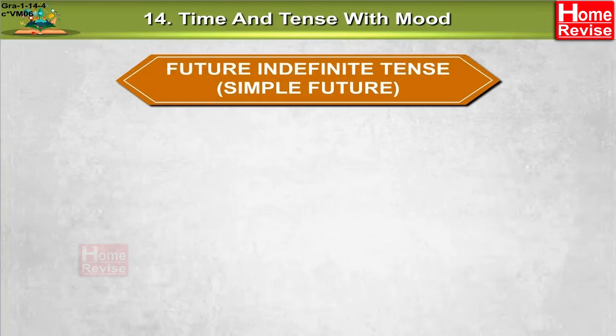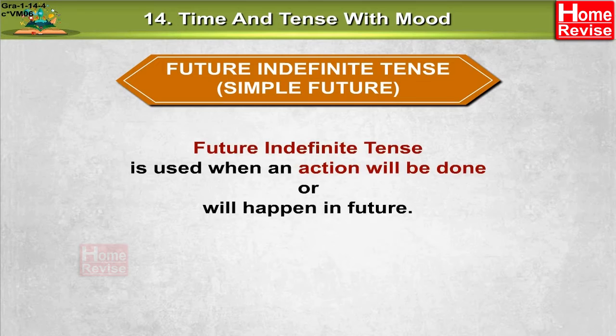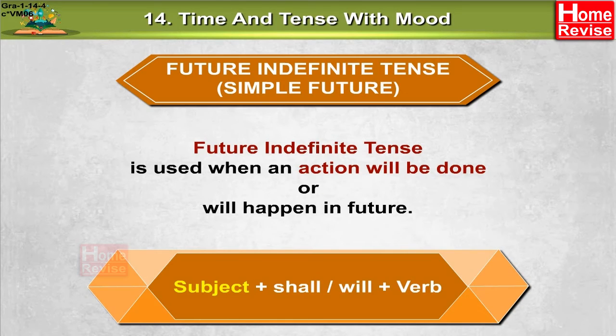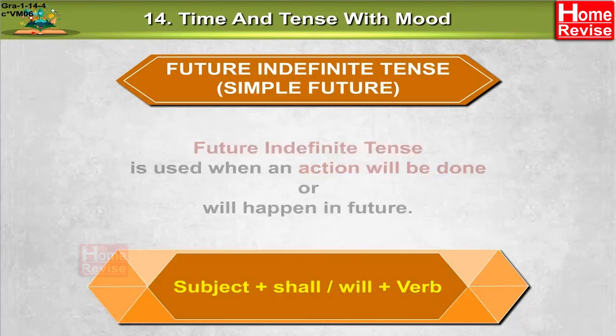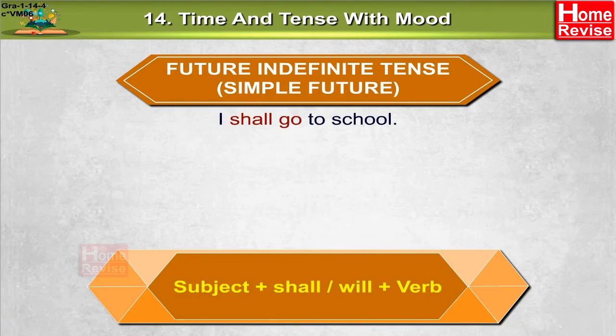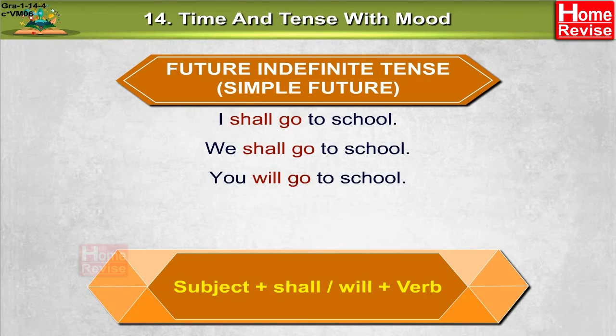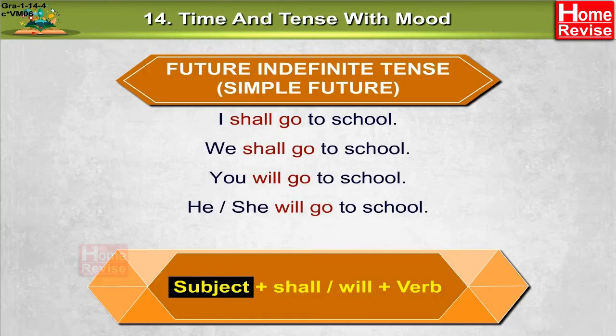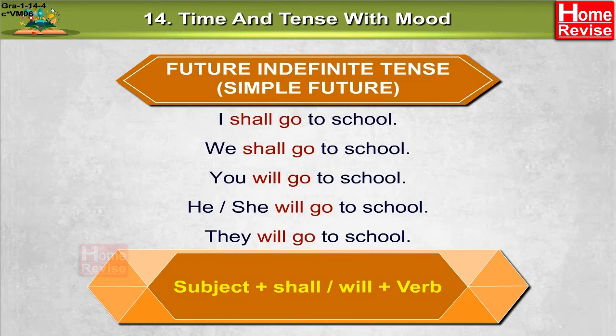Future indefinite tense, simple future. Future indefinite tense is used when an action will be done or will happen in future. Subject plus shall or will plus verb. I shall go to school. We shall go to school. You will go to school. He or she will go to school. They will go to school.